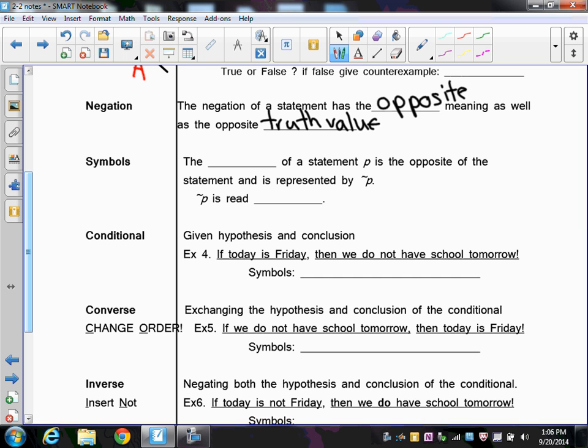The symbols are important. The negation of a statement P is the opposite of the statement and is represented by this tilde P. This tilde P means not P. So this symbol here, the tilde, means not.